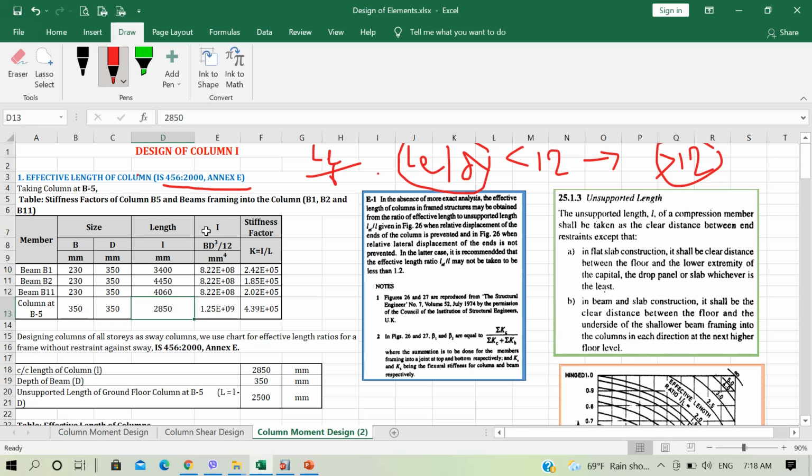Then we calculate the moment of inertia, bd³ by 12, or second moment of area. So we calculate the moment of inertia from the formula bd³ by 12, and then we determine the stiffness factor. The value of stiffness factor is given as the moment of inertia divided by the length. So for each beam that is running through the column and for the column itself, we find the stiffness factor.